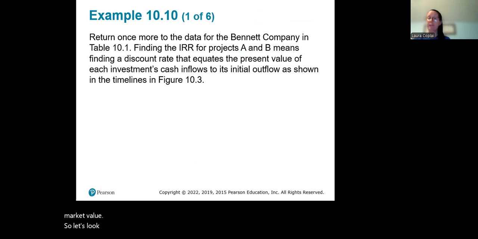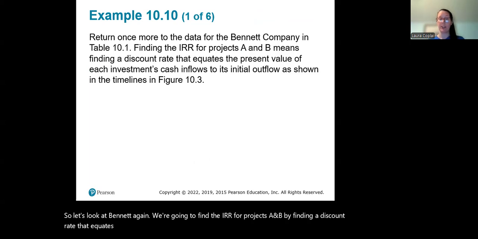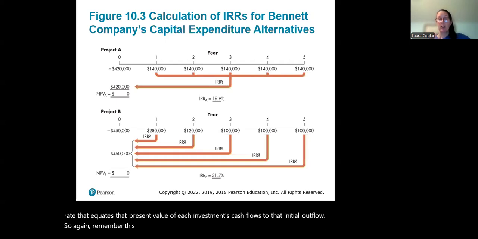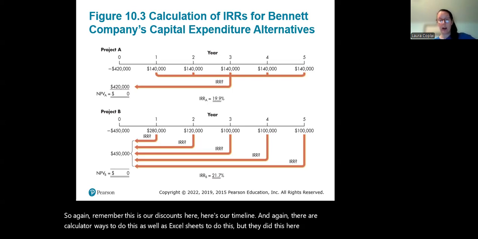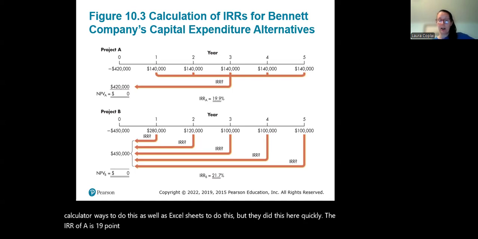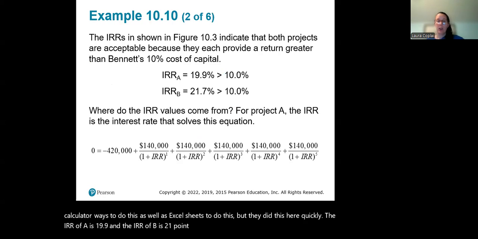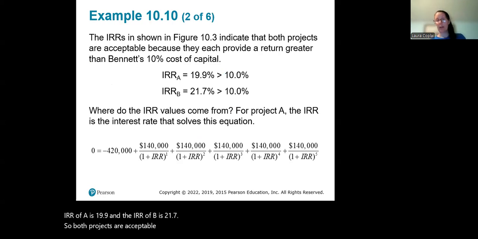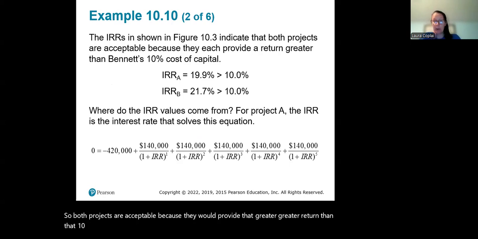So let's look at Bennett again. We're going to find the IRR for projects A and B by finding a discount rate that equates the present value of each investment's cash flows to that initial outflow. So again, remember, this is our discounts. Here's our timeline. And again, there are calculator ways to do this as well as Excel sheets to do this. But they did this here quickly. The IRR of A is 19.9 and the IRR of B is 21.7. So both projects are acceptable because they provide that greater return than that 10% cost of capital, right?